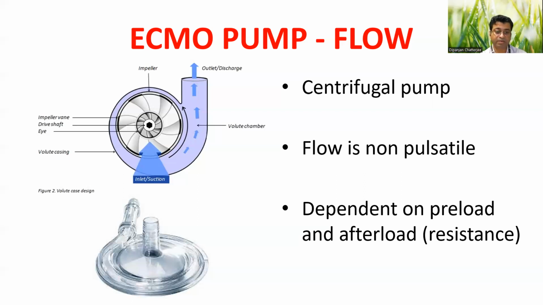We have to take care of the preload of patients who are on ECMO. And if there is any kink or if the afterload is high, if the patient is on high noradrenaline and vasopressin support and you have put the patient on VA ECMO, the ECMO flow will be low.